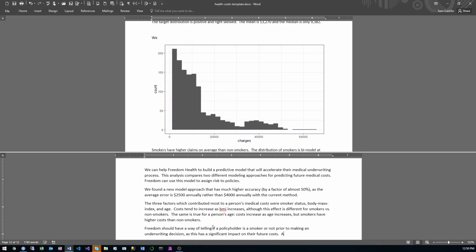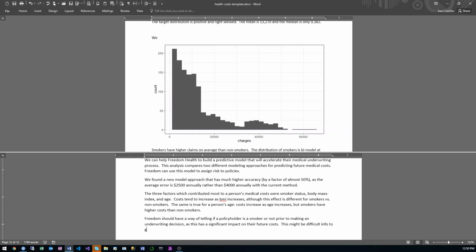Yeah, this might be difficult info to get because people may not be honest. I'll say age is publicly available, and so this data should be accessible.